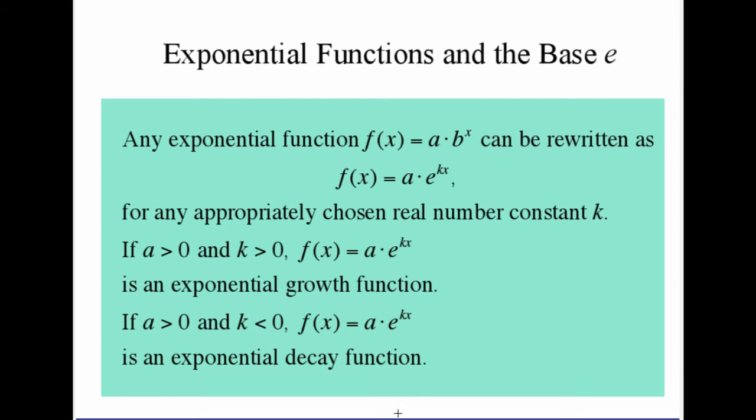If a is greater than 0 and k is greater than 0, f of x equals a times e to the kx is an exponential growth function. And if a is greater than 0 and k is less than 0, then f of x equals a times e to the kx is an exponential decay function. So this is just a variation of the definition of exponential growth and decay that we looked at a few moments ago, now just involving the base e.